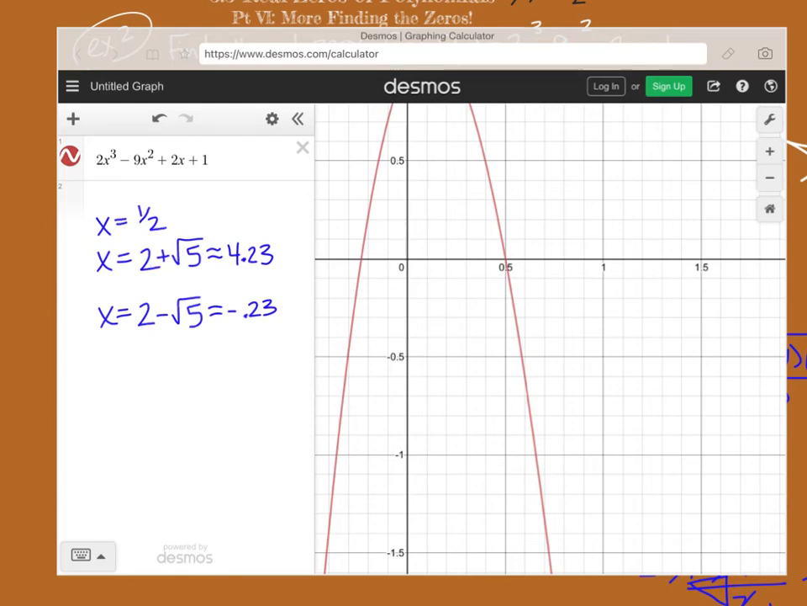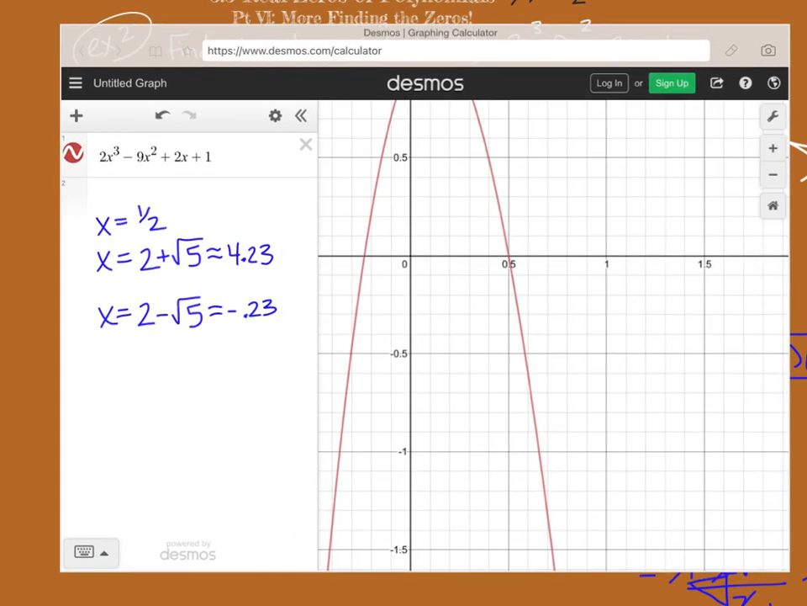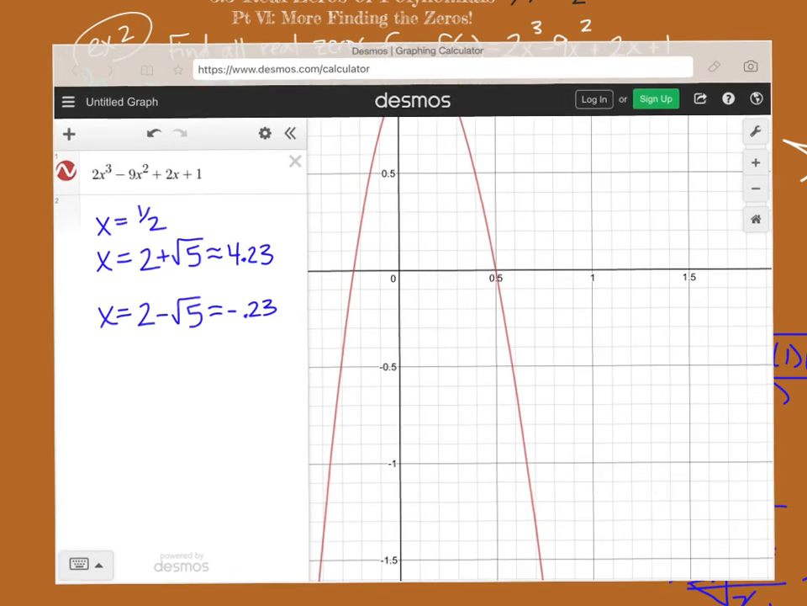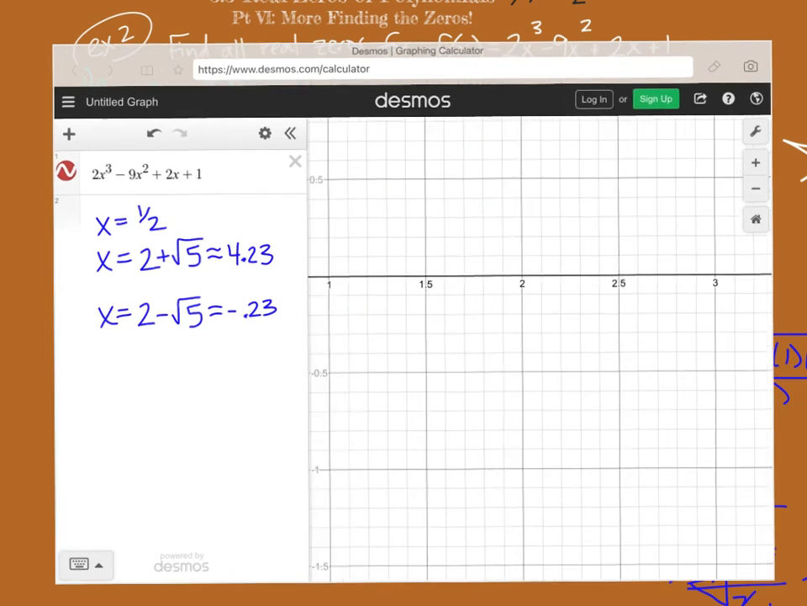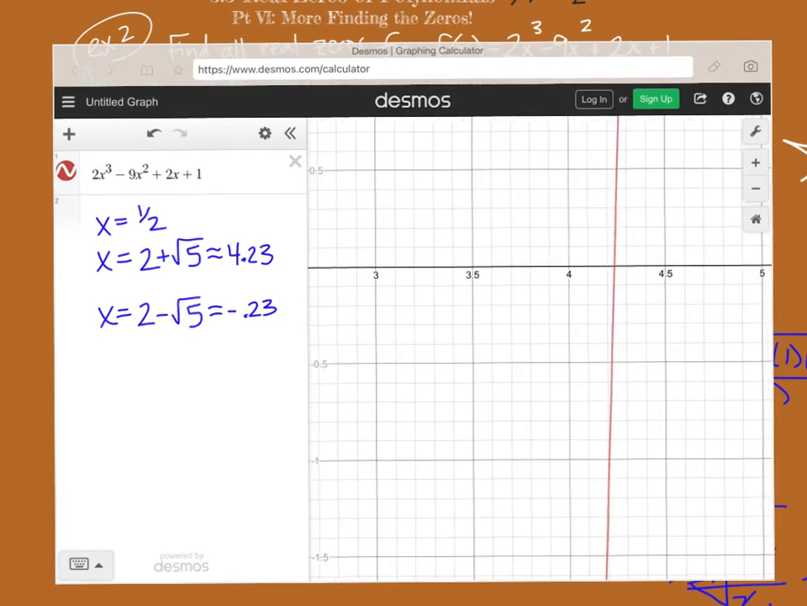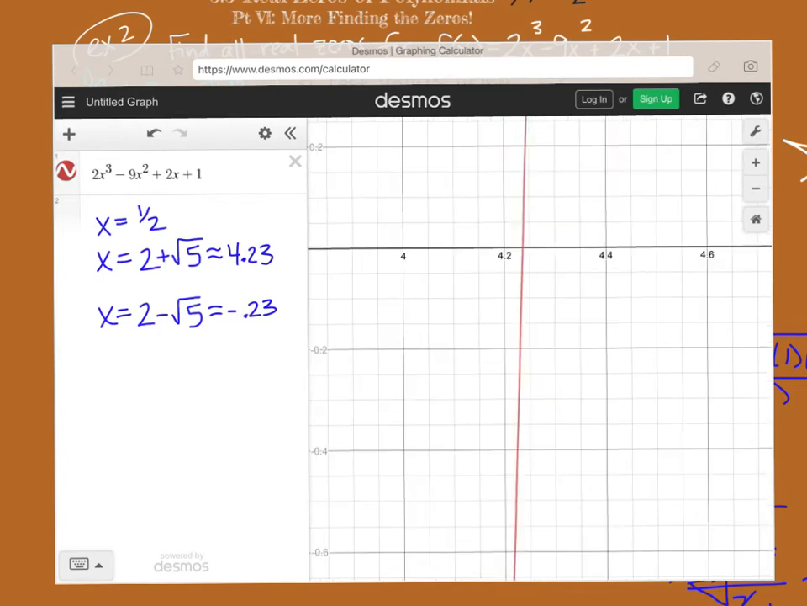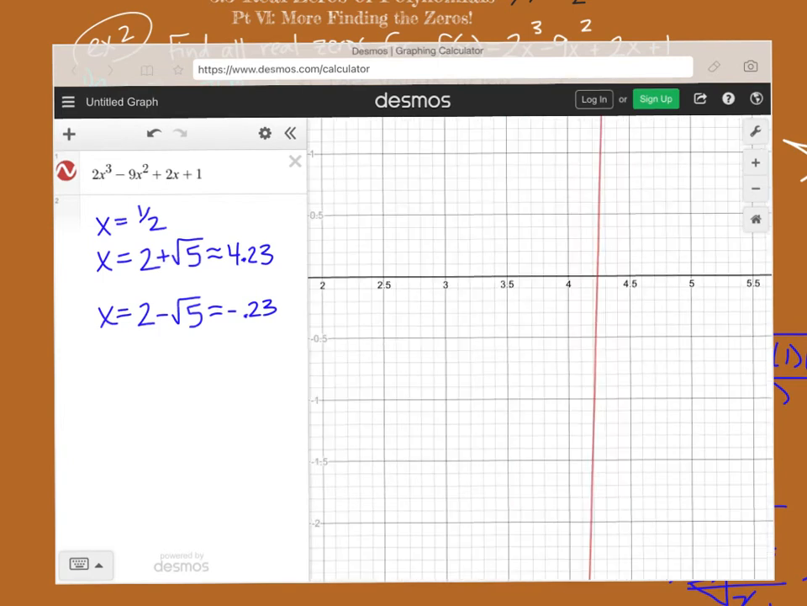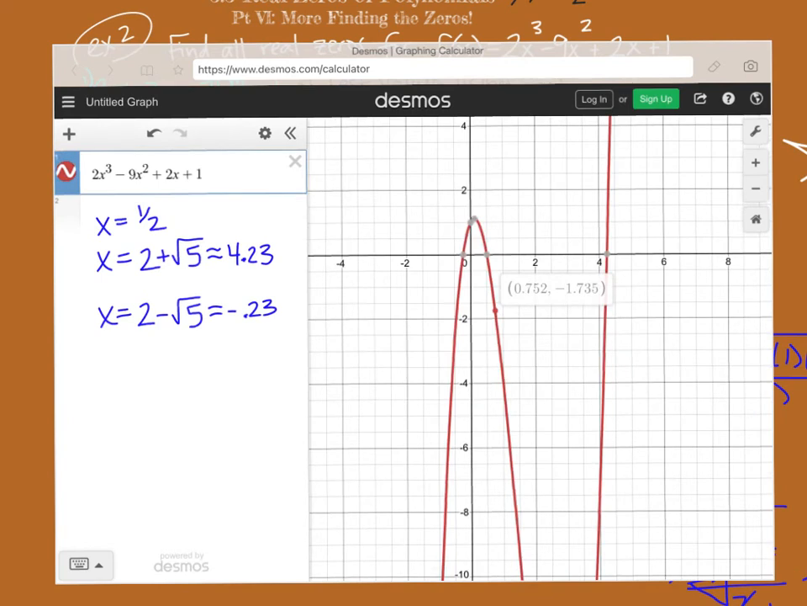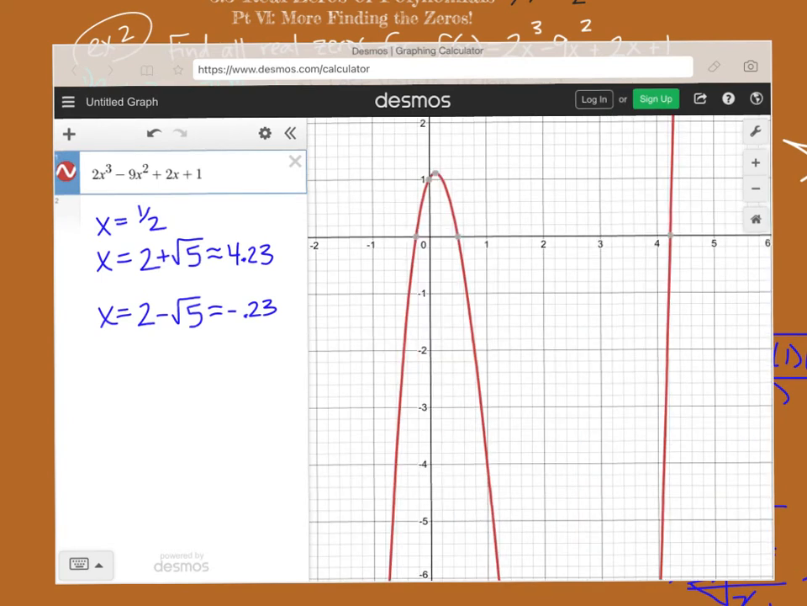All right, 2 plus root 5, what's that? That is 4.23. Travel all the way over here. Boom. There is the 2 plus root 5. So all 3 of these cubic's roots ended up being real. One of them is rational, and the other 2 are just real.